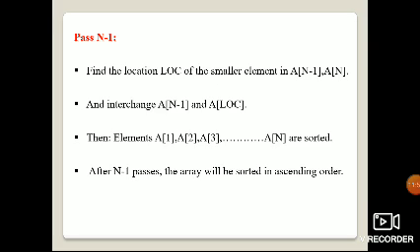How many passes do we have to do? N minus 1. That is required to complete the sorting algorithm. The array will be sorted in ascending order. So pass 1, pass 2, up to pass k, and the sorting is not complete until pass n minus 1. Then the final sorting technique will be completed.